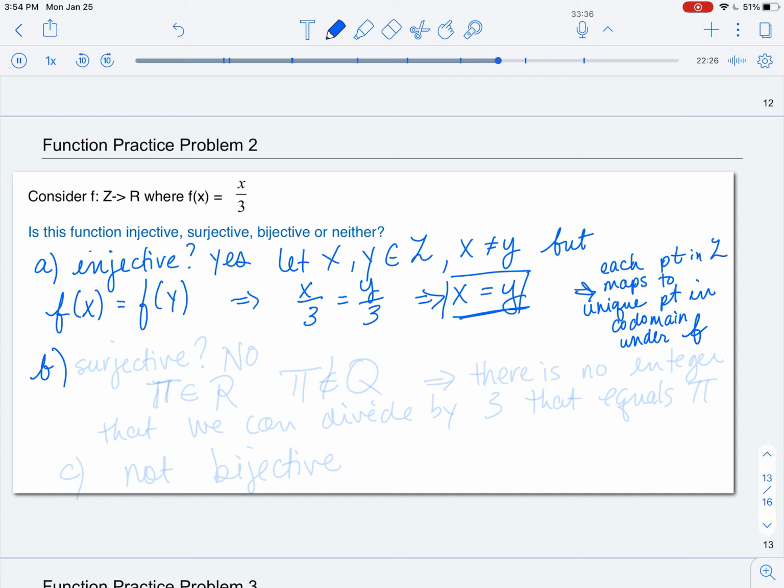But now for surjective. To show that it's surjective, we would have to show that for every point in the reals, so every point in the codomain, we would have an integer that is mapping to it. So is it surjective? We can say no for this because there are some real numbers that aren't rational. So for example, pi is irrational. It can't be expressed. So pi is in the reals and pi is irrational, so we can't express it as a ratio of an integer divided by 3, and there does not exist any integer that we can divide by 3 that can equal pi.